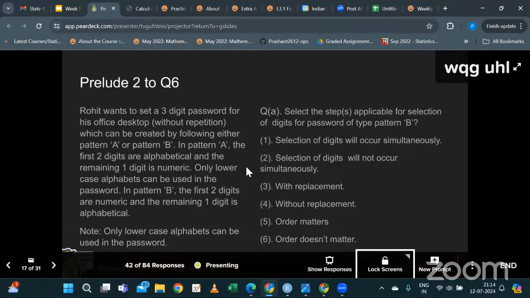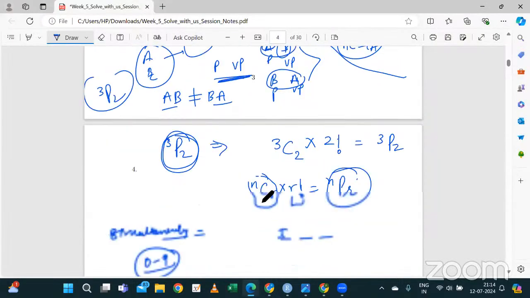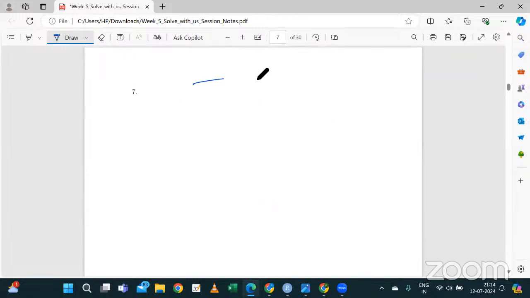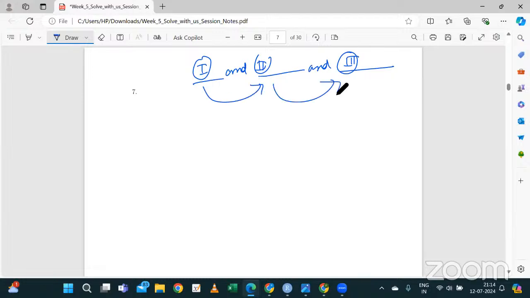Here you have to create a password of pattern B, which is a 3-digit password, with the condition that the first two are numeric and the last is alphabetic. To select the things for the first place, the second place and the third place, you have to do them simultaneously. If to perform a particular task you are getting an either-or part, then it will be non-simultaneous. There is one question I will come to with that. So this is the first case. It will be simultaneous. Yes or no? So the first option is correct.